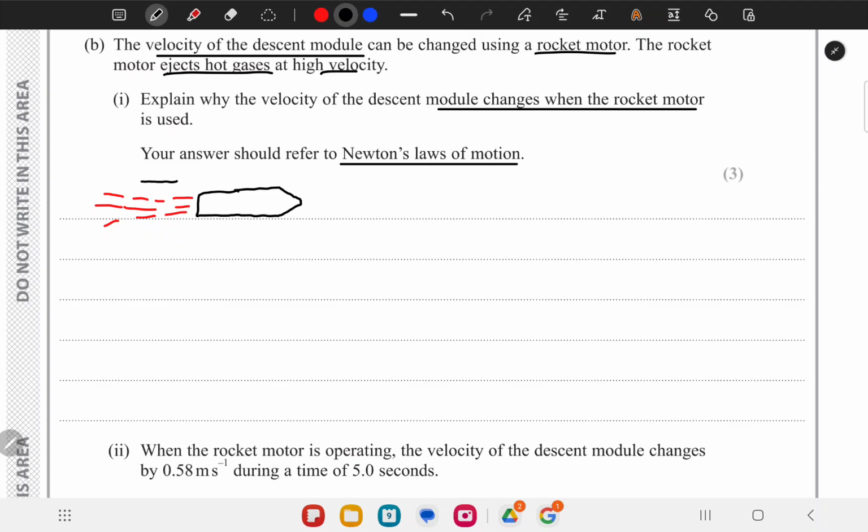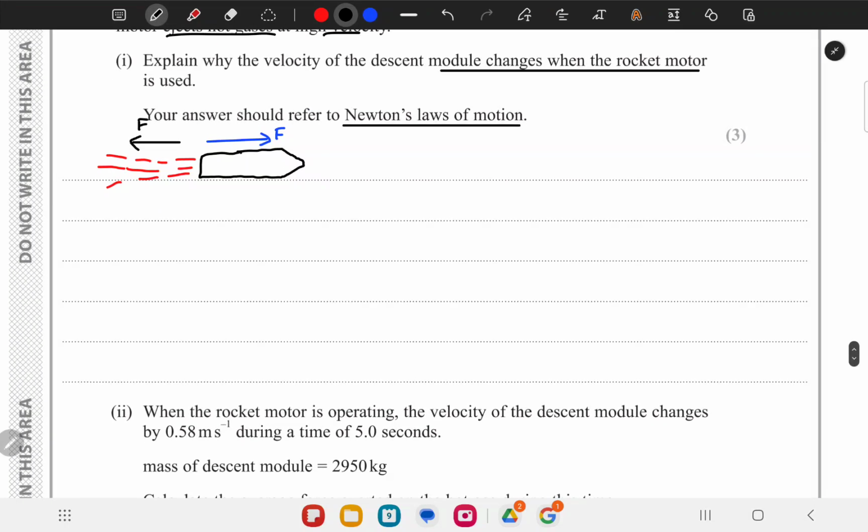So the rocket exerts a leftward force on these gases. So by Newton's third law, the gas will exert a rightward force on the rocket. This will cause the rocket to accelerate by using Newton's second law, which states that F is equal to ma. And from that we know that this will accelerate, and if it accelerates, its velocity will change.